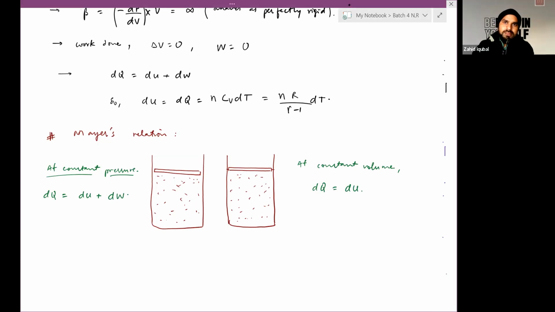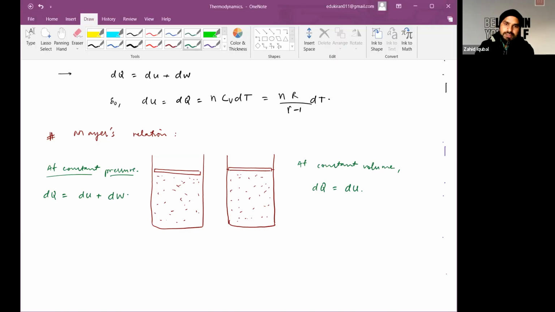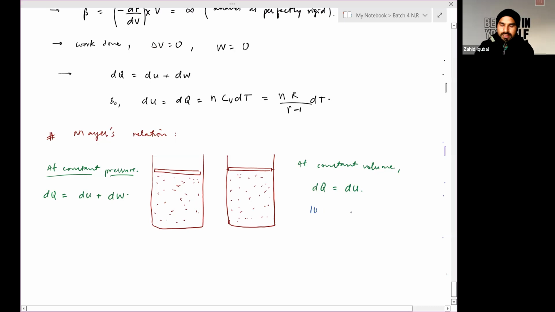Now, suppose at constant volume, I have supplied 10 joule heat to the system. So how much energy is utilized in changing internal energy for this part? You will say 10 joule, complete part. But if I supply 10 joule at constant pressure, there will be a possibility of 8 joule energy converting to internal energy and 2 joule going to some useful work. Is it clear?